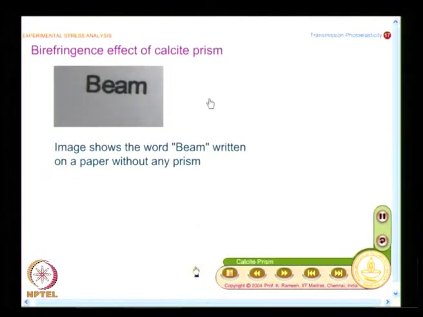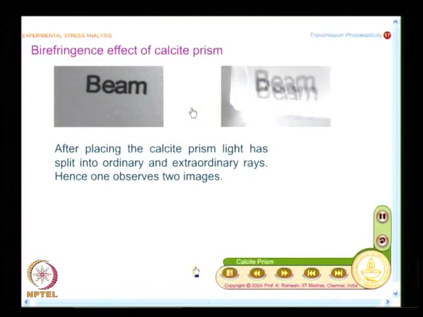I again come back to the letter beam. So, I have an image of the word beam written on a paper and you view it normally. Then what do I do? I go and put a crystal on top of it. This is in normal light, you view it. The moment I put a crystal, I clearly see two sets of the word beam appearing.